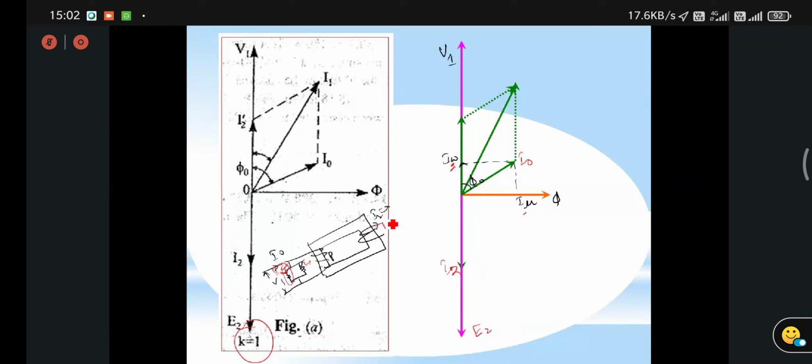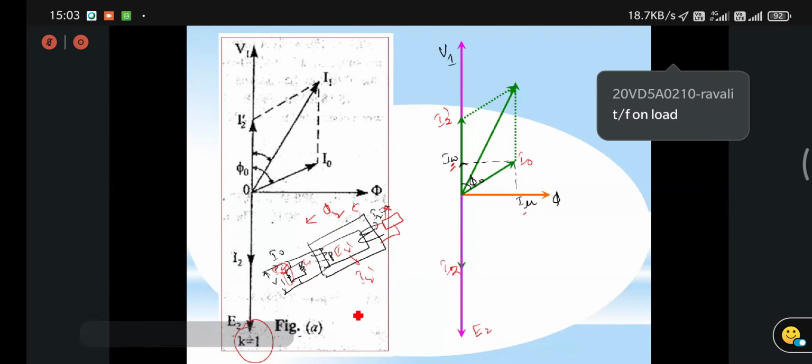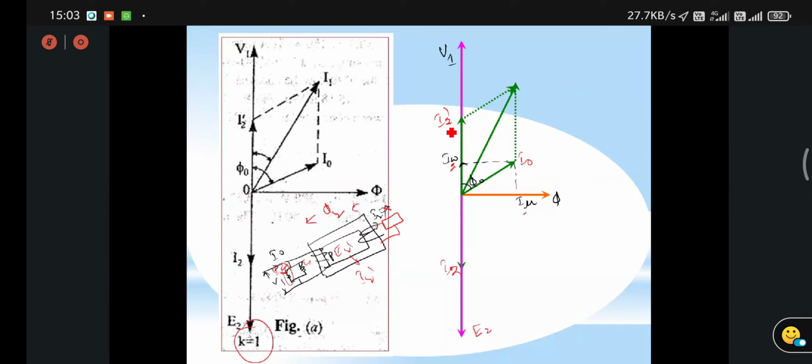Again this phi 2 produces the E2 dash. Again this E2 dash produces the I2 dash. So this is the I2 dash direction here. The I2 dash always opposes the I2 here. So the combination of I2 dash and I naught is nothing but I1 here.